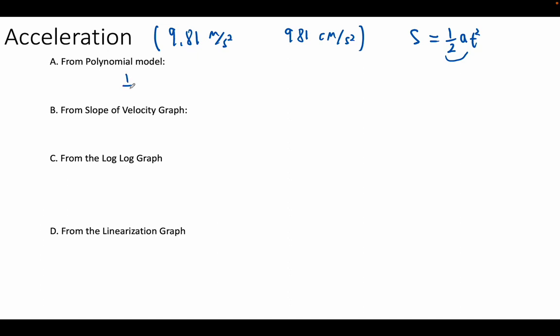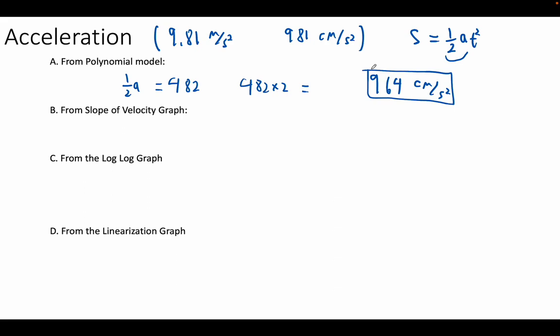So half of a is 482. Now, what is a? Well, a is just twice that. So take that 482, multiply by 2. So 482 times 2, I get 964, not too bad. And that's centimeters per second squared. So according to the polynomial model, we think it's about 964.